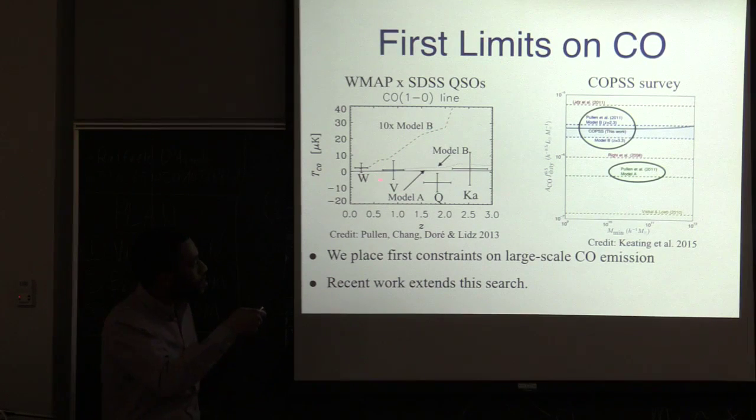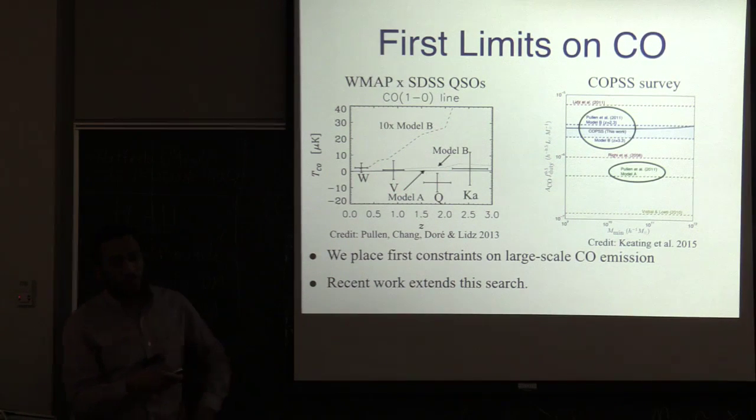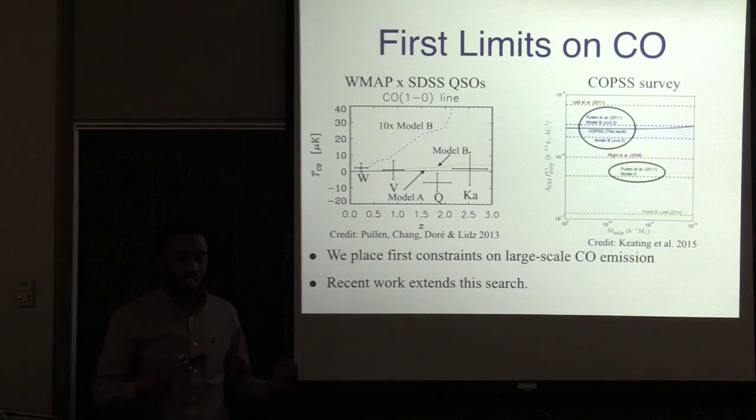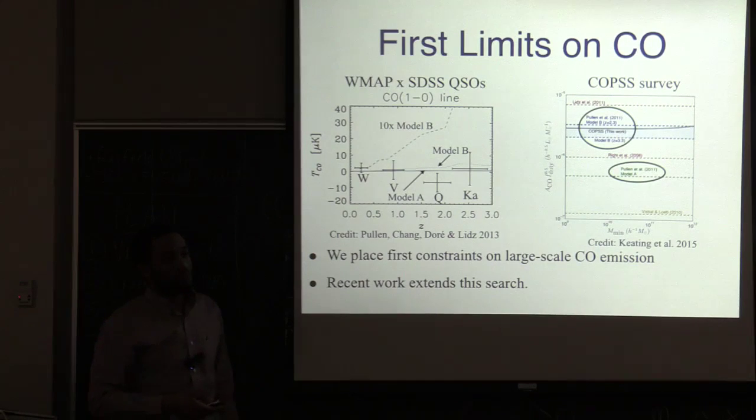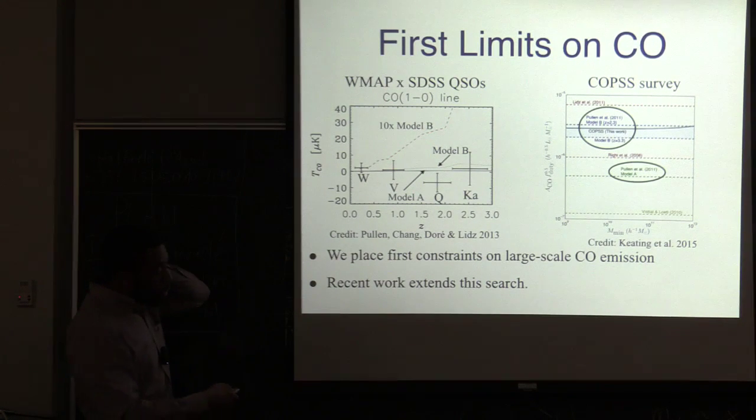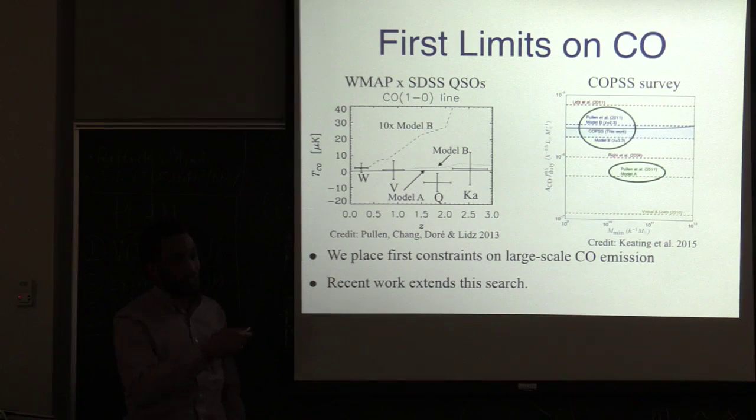And so what these measurements show, which is based on a cross correlation with WMAP, since CO is a microwave line, since it can emit in the microwave at least at higher redshifts, you can expect to see at least evidence for it in WMAP. We cross correlated those signals with quasars, and what we find is that we at least rule out this, so we know that we're on the right track as far as the modeling.